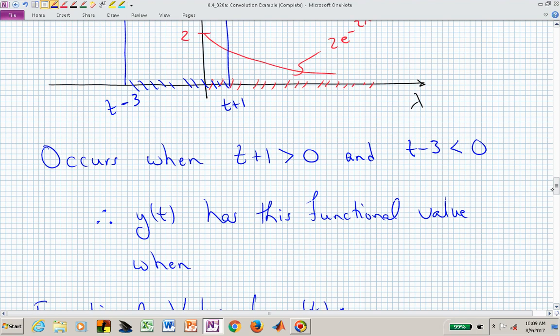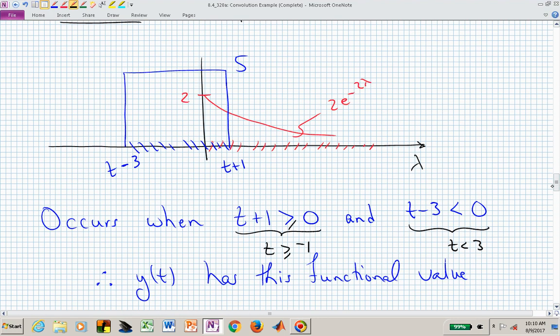So now, therefore, y of t has this functional value as long as t is greater than minus 1 and t is less than 3. And a lot of times I will put a less than or equal to or a greater than or equal to on one of these pieces, so that now I can say that y of t has this functional value when t is greater than or equal to minus 1 and less than 3. That's when we have this picture.